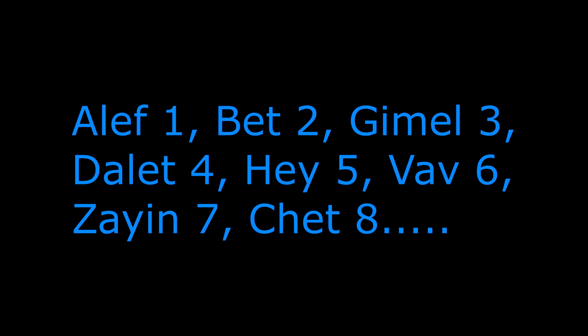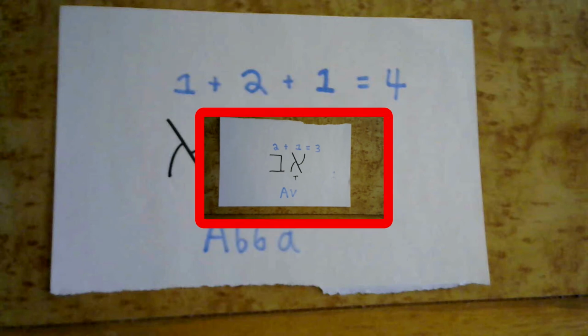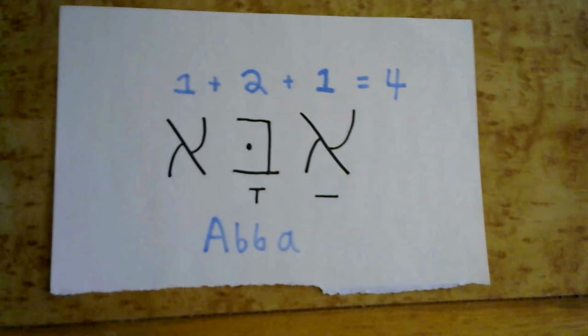following the pattern. As an example to show how the numerical value of words works, you have Av, which is Aleph and a Vet, or Bet. You simply add the value of Aleph, which is 1, to the value of Vet, or Bet, which is 2, so 1 plus 2 equals 3. But in the Hebrew word Abba, you have a second Aleph, so you have Aleph 1, Bet 2, Aleph 1, so 1 plus 2 plus 1 equals 4.